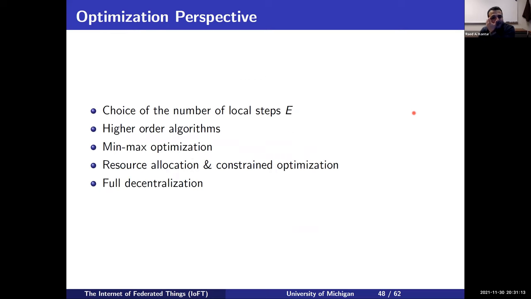And also from an optimization perspective, some questions that are raised: how to choose the number of local steps? As we mentioned, if we do a lot of local steps, convergence becomes very challenging.